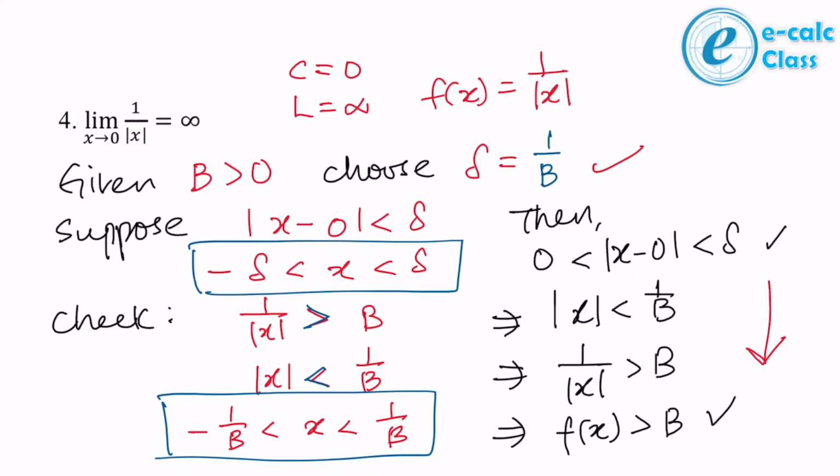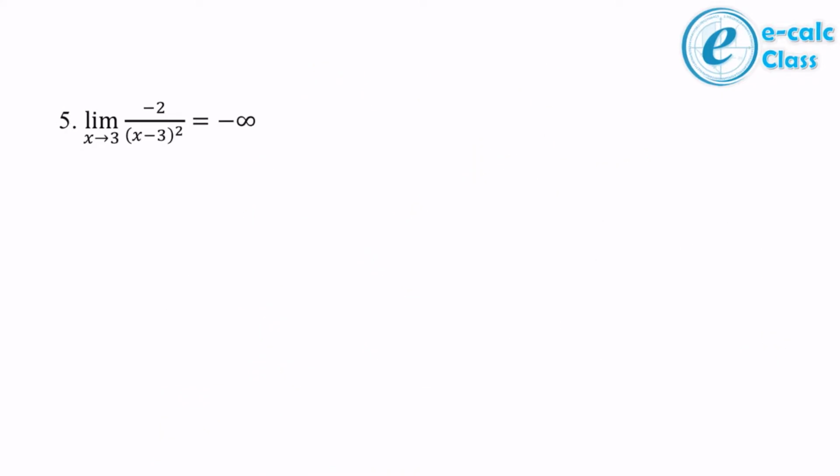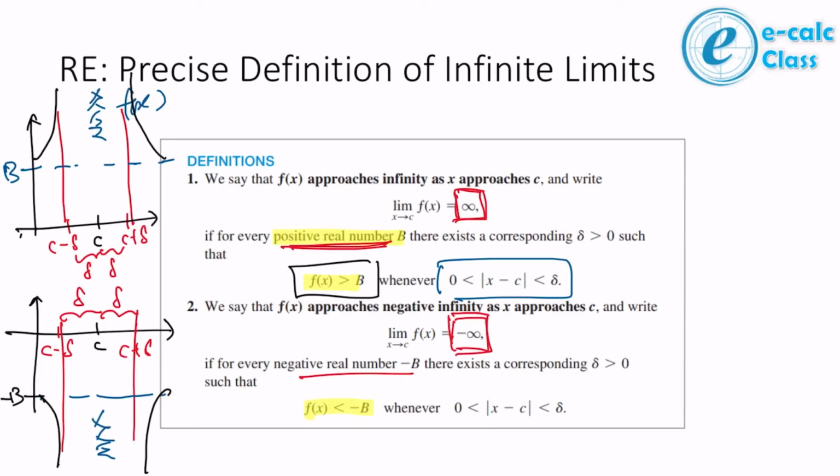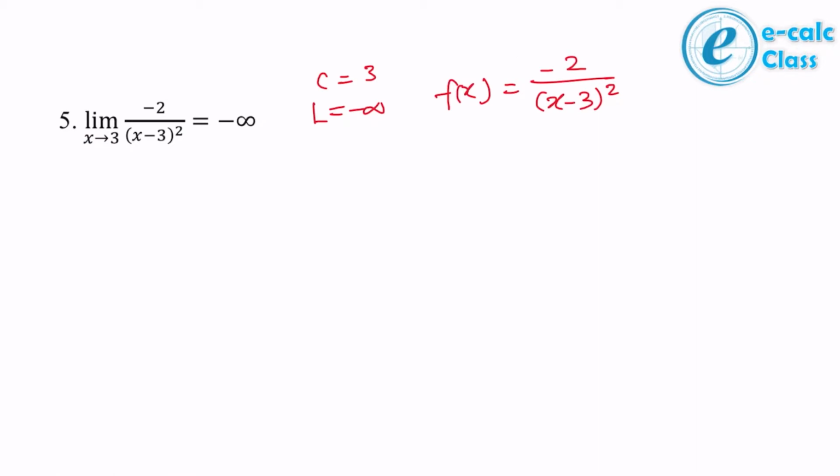Okay? Then the last one. Limit as x approaches 3 of that one should be negative infinity. You see? This is why I told you that you have to be very careful with your L and c. Then f of x is negative 2 over x minus 3 squared. This is why I told you to be very careful with the L, especially when it involves infinity, because now if it is negative infinity, you have to choose negative b.